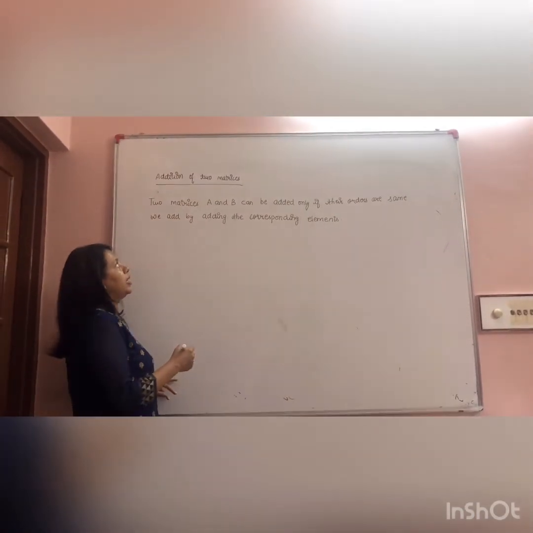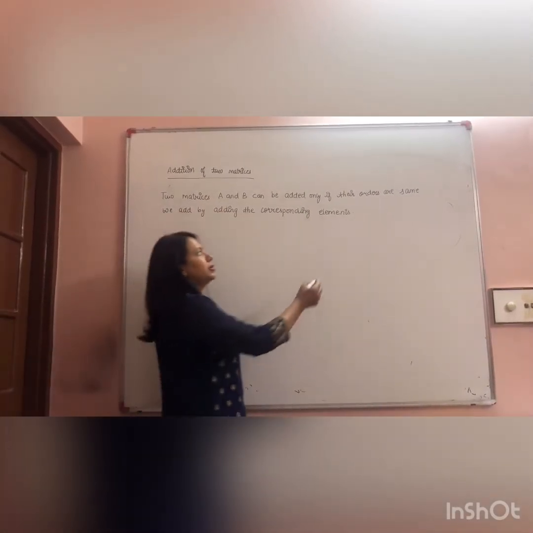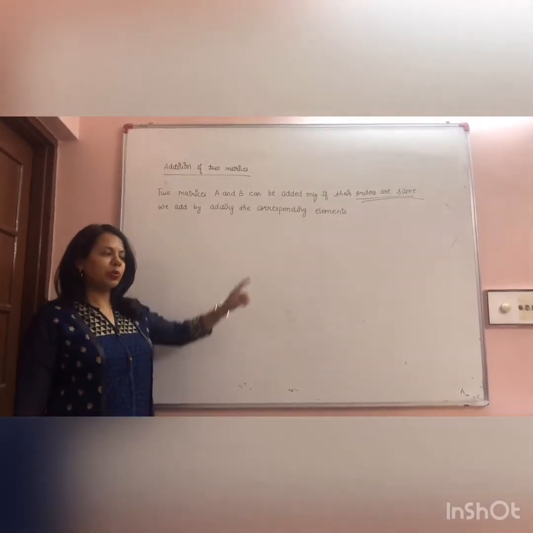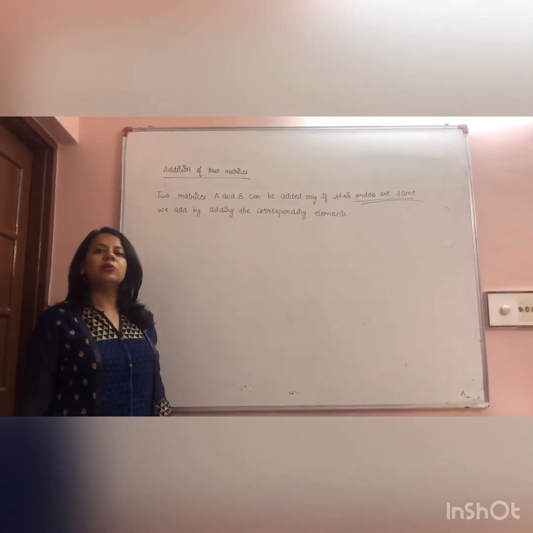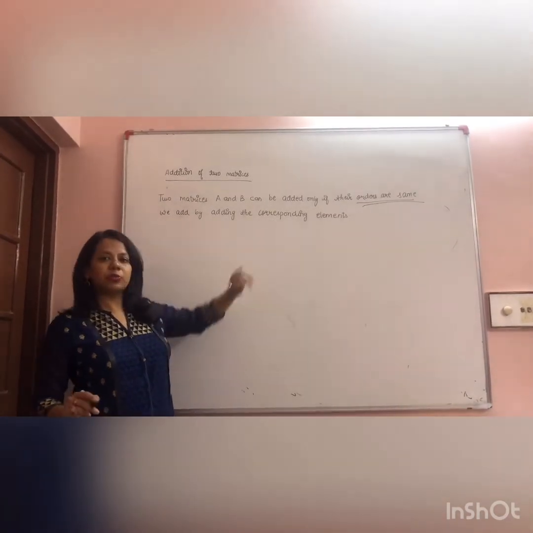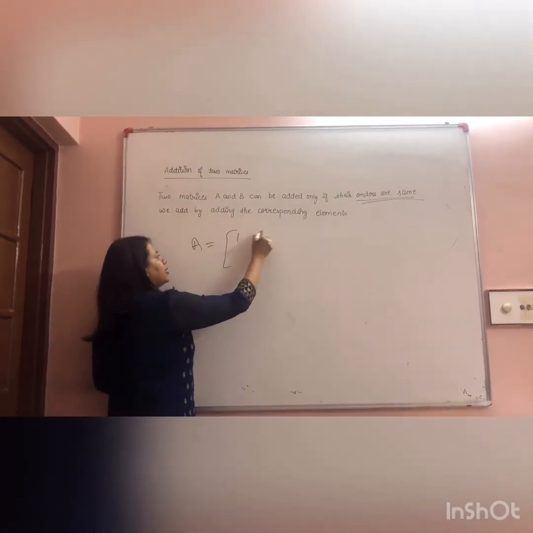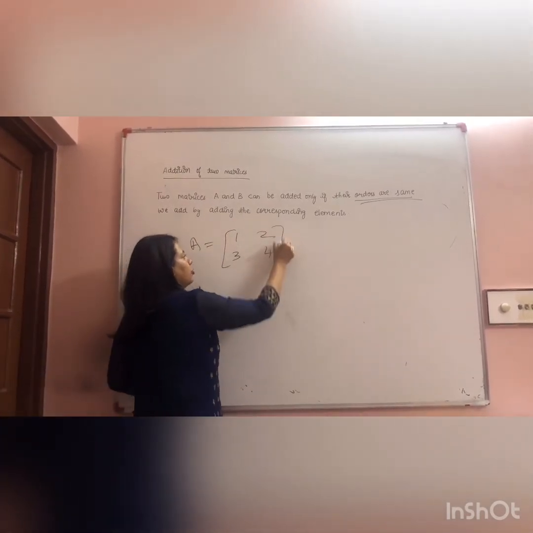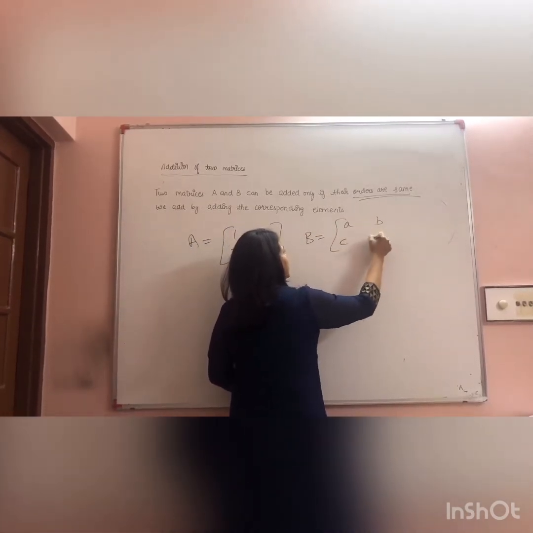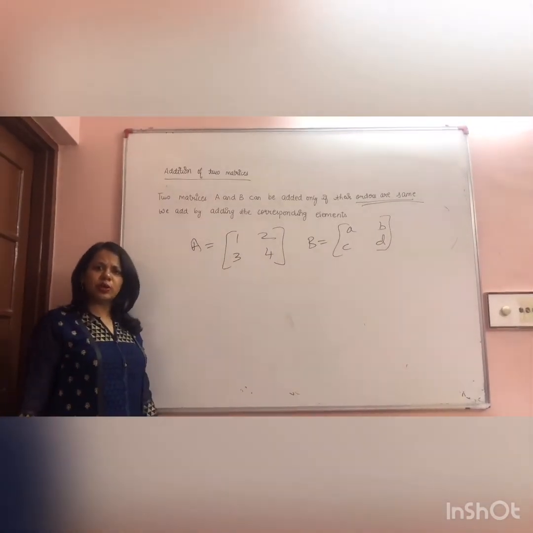Now how do we add? When can we add? We can add two matrices only if their orders are the same. This is something very important which you need to remember. When can I add two matrices? Only if their orders are the same. And how do we add? We add the corresponding elements. For example, if I have a matrix A as 1, 2, 3 and 4 and I have a matrix B as a, b, c and d. So both are 2 into 2 matrices, so I can add them.